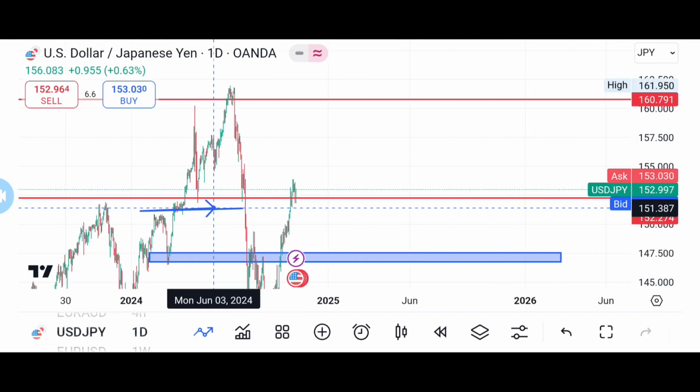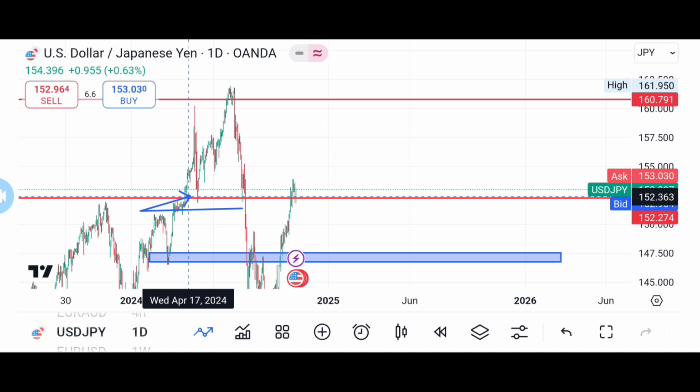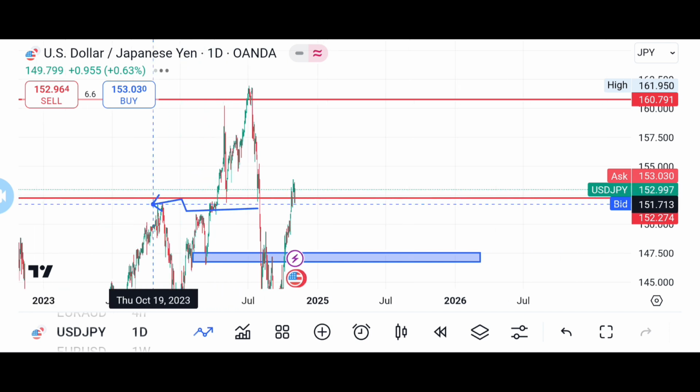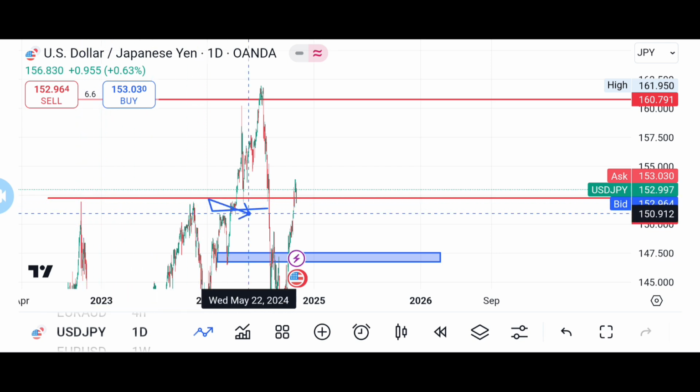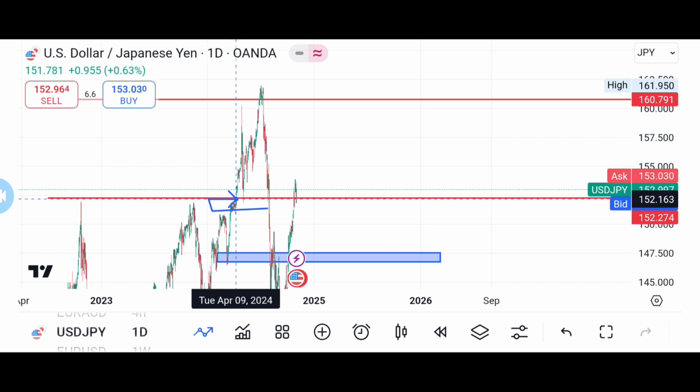Before you place a sell position or buy position, you have to ask yourself why. What am I seeing? Why am I selling this pair? Why am I buying this pair? You have to understand. If you go back, you can see this zone was a resistance, and this zone was a support. So this zone is very key, even with the weekly and monthly time frames. This zone is a key zone.